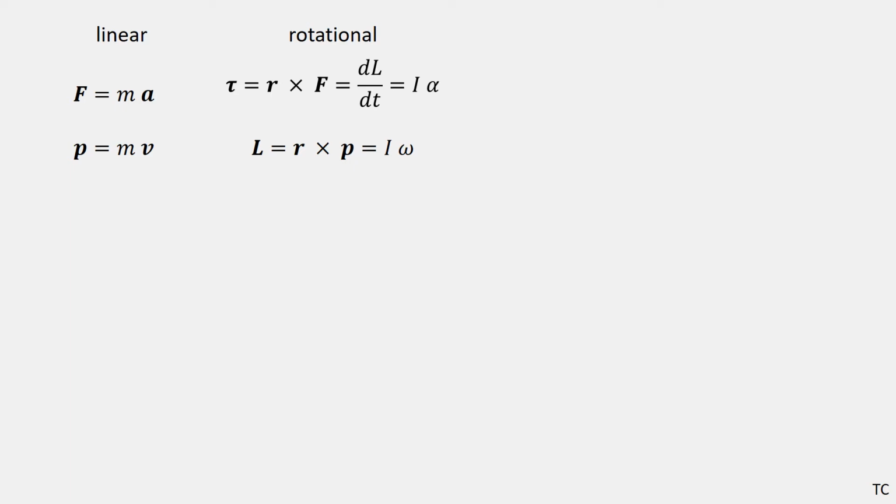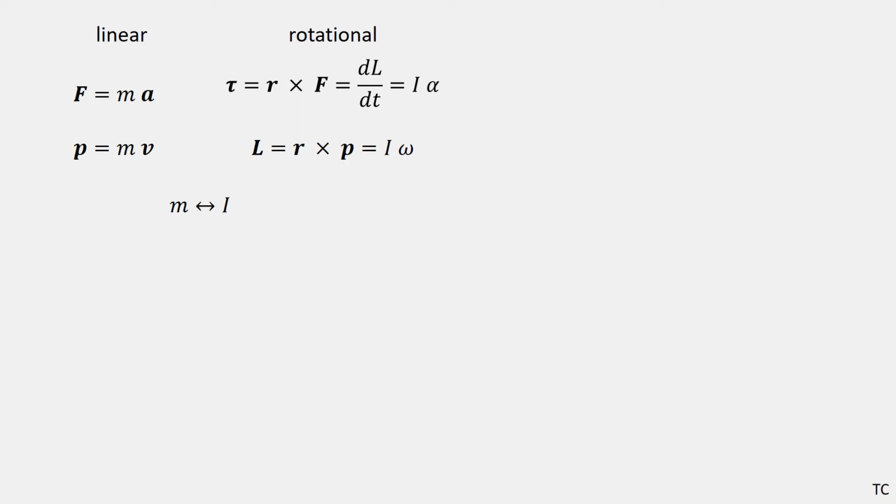Meanwhile, L, which is angular momentum, is the rotational analog to linear momentum, P. So L is r cross P, which is usually equivalent to I omega, where once again I is moment of inertia and omega is rotational or angular velocity. So we know that alpha and omega are the rotational analogs of a and v, acceleration and velocity. And from that, you can gather that the moment of inertia I is the rotational analog to mass.